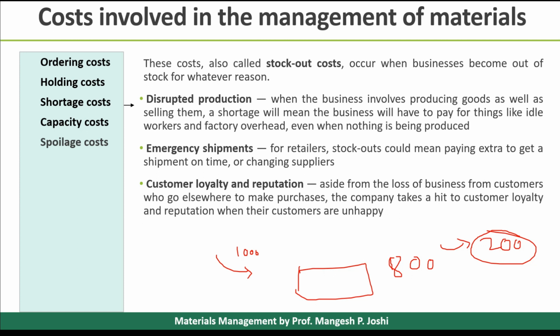So what do stock out costs or shortage costs include? First, disrupted production. That is when the business involves producing goods as well as selling them. A shortage will mean the business will have to pay for things like idle workers and factory overheads, even when nothing is being produced. Then another example could be emergency shipments. For retailers, stockouts could mean paying extra to get a shipment on time or changing suppliers, right?